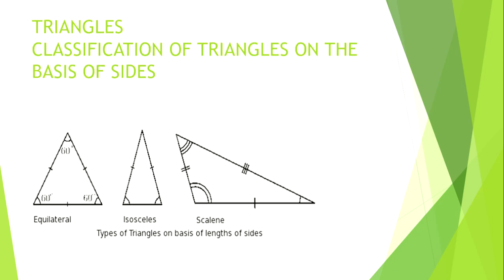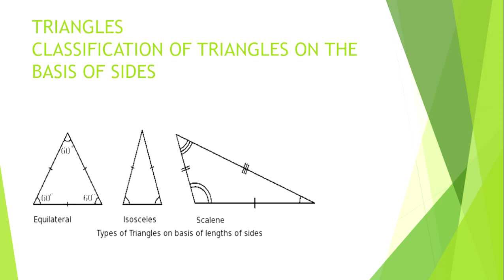After knowing the angles, let us learn something about triangles. As we know, a triangle is a polygon made up of three line segments. There are three sides and three angles in any triangle. So we can classify the triangles on the basis of their sides and on the basis of their angles. So first of all, classification of triangles on the basis of sides.